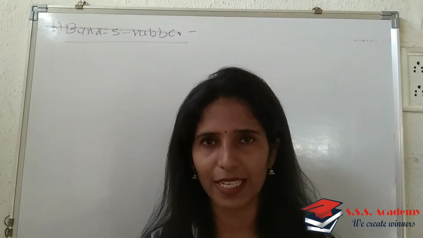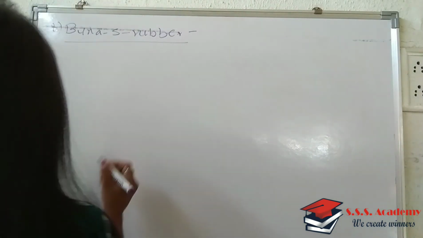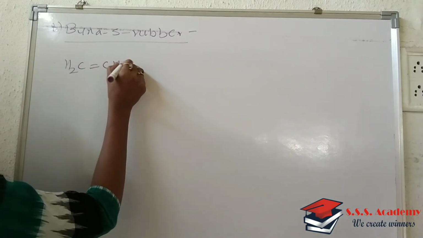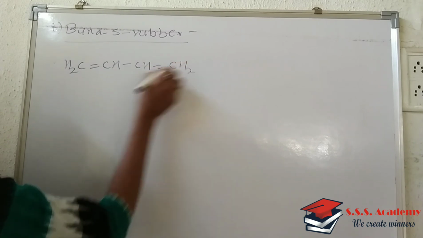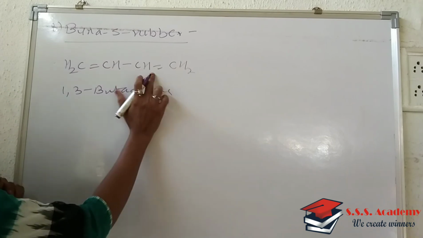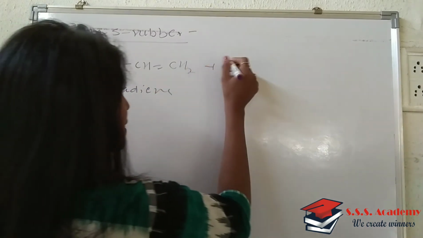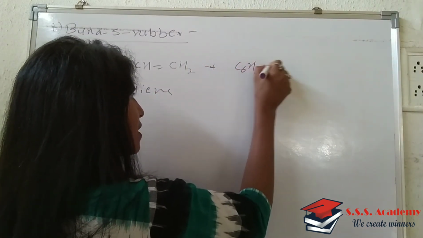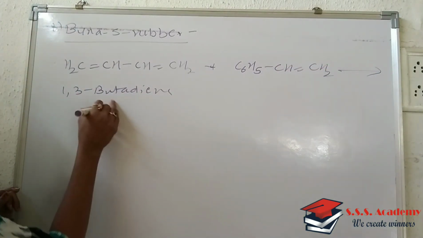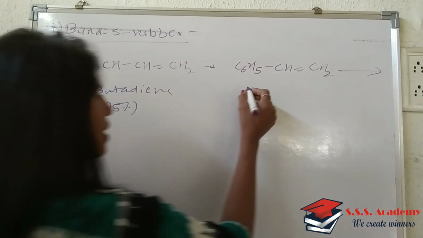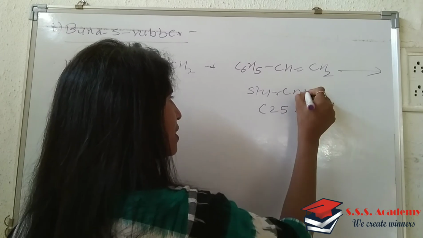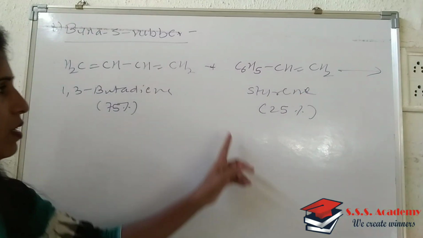So now we will directly write the reaction. See what the reaction is. First we will write butadiene. It's 1,3-butadiene. Okay, this is 1,3-butadiene, at first and third position there is a double bond, and this is styrene. See, the structure for styrene is this. Okay, so 75% butadiene and 25% styrene is taken. This is styrene.